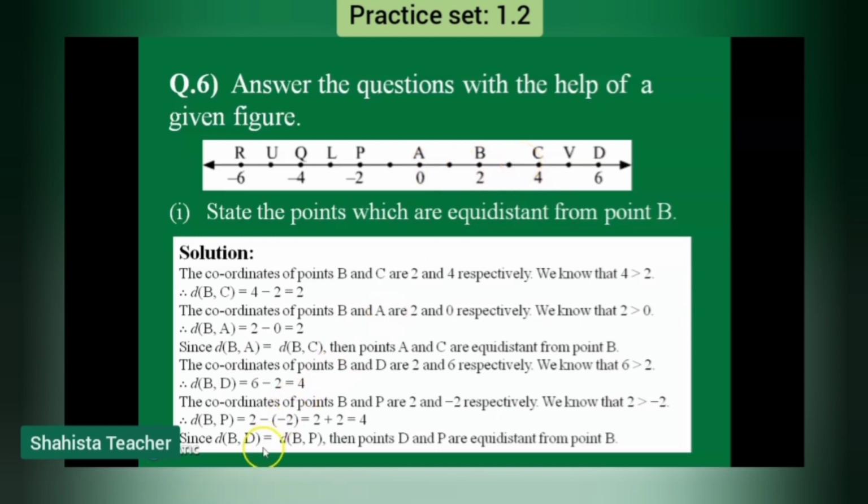Is that clear? Similarly, distance of BD and distance of BP, where D and P are equidistant from this B. Is that clear? So from D to P is 4 units, and from A to C is how much? 2 units. Is that clear? So students, in this way we finish question number 6, sub question 1. Now let's solve sub question 2.